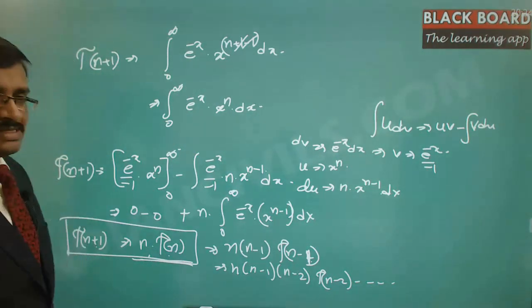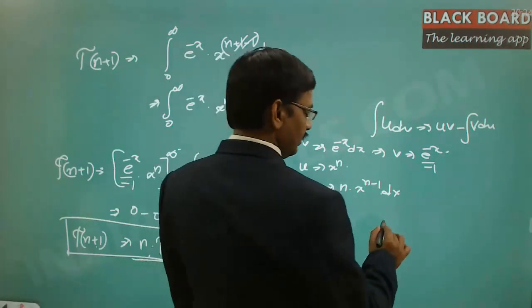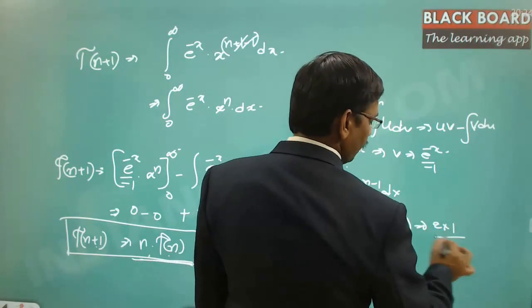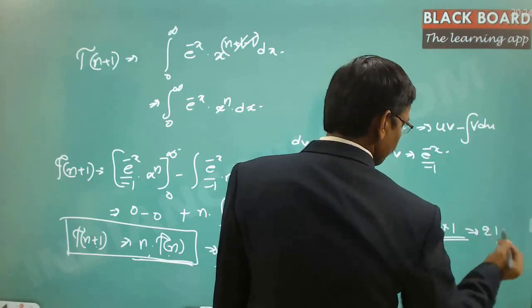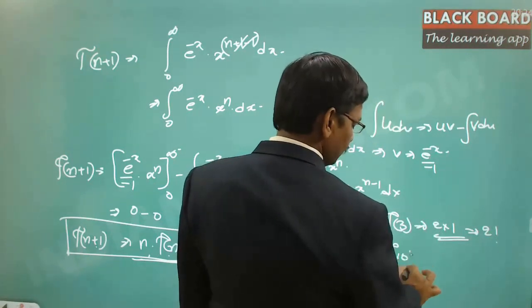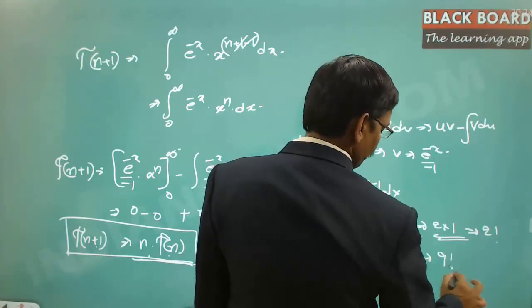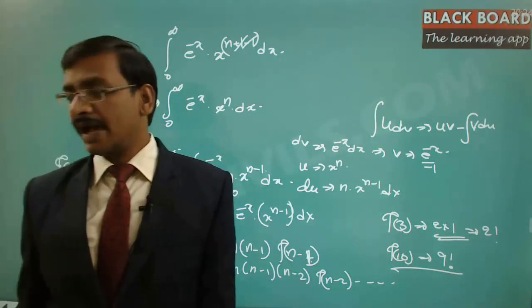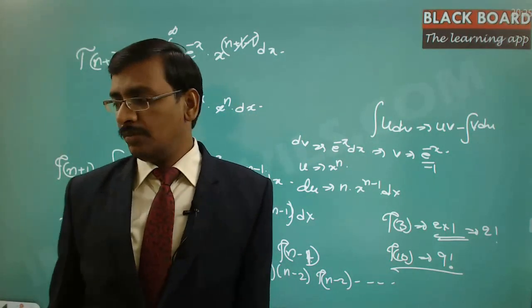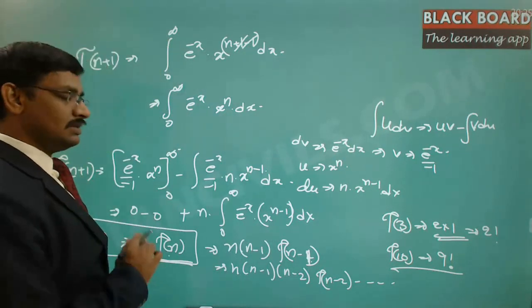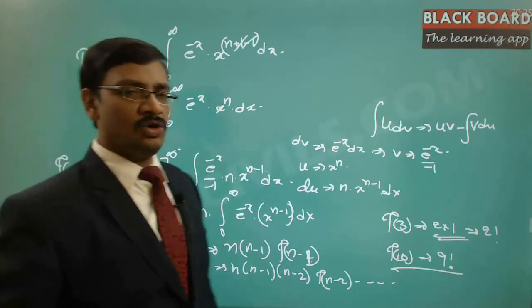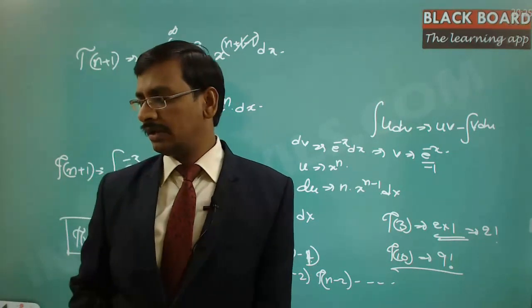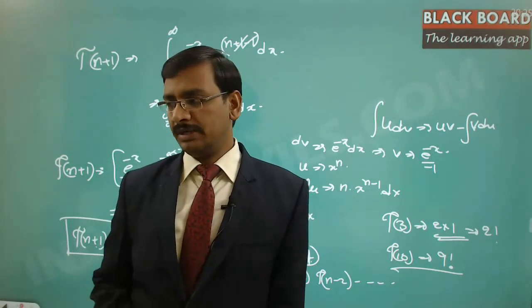So suppose you take gamma of 3, then this is going to be 2 into 1, so this is nothing but 2 factorial. Or gamma of 10 is equal to 9 factorial. n minus 1 factorial in general. Got it? As long as n is an integer value. Because if n is not an integer value, for example n is equal to 1 by 2, then there is no meaning for 1 by 2 factorial, right? That needs to be solved separately.